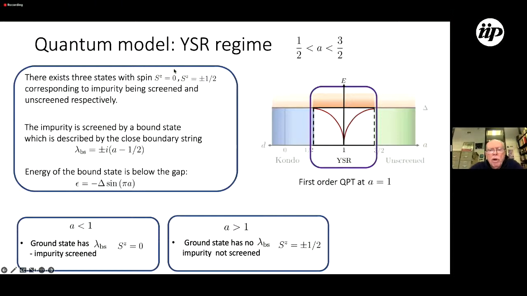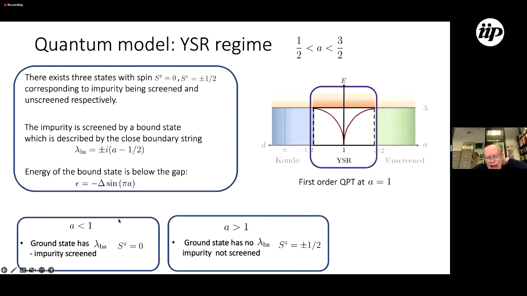So in the YSR regime, how am I doing on time? Okay, I'm good. Here I am crossing over to the YSR regime, when A is between half and minus half. So no longer Kondo cloud. Here we have a single particle bound state which screens the impurity. In the language of Bethe ansatz, what I have is a closed string, namely a lambda bound state, which is purely imaginary, and it screens the impurity here.